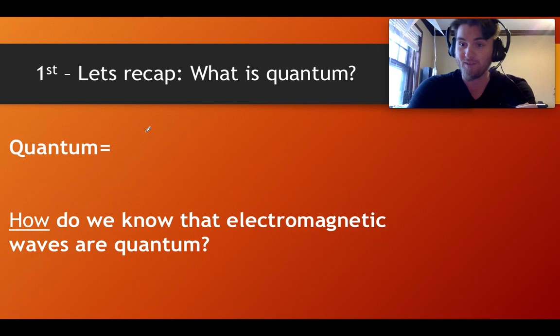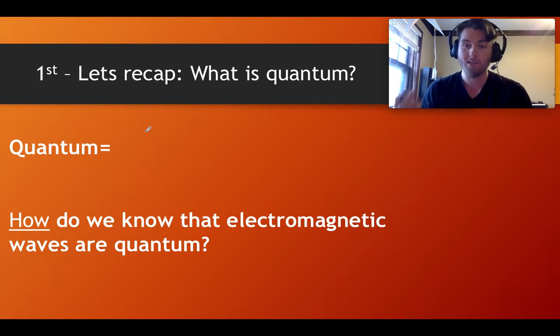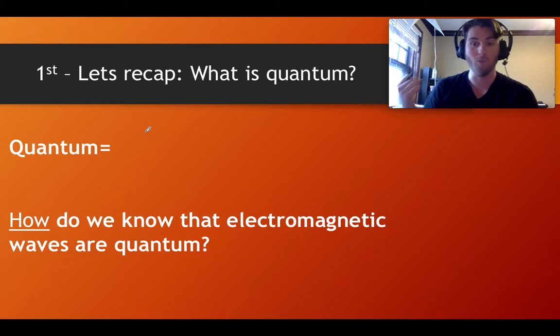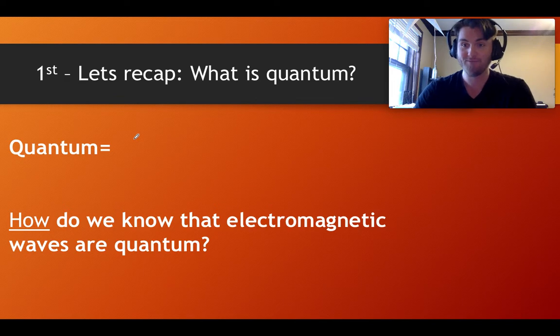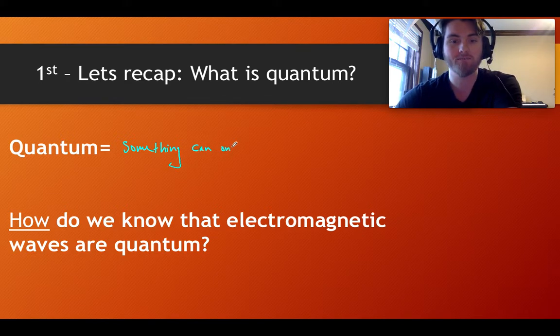So here's what I'm going to do first. Pause the video, describe to yourself a definition of the word quantum. What exactly is quantum and what does quantum mean? After you have figured that out, let's go through the actual definition. Quantum means that something can only exist in certain conditions. That's really what quantum means.